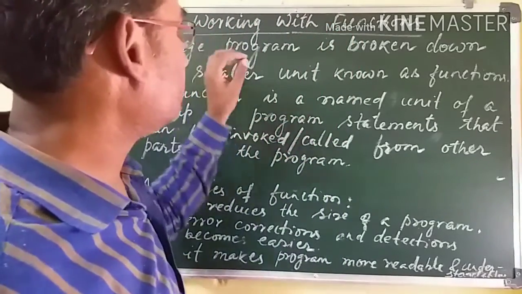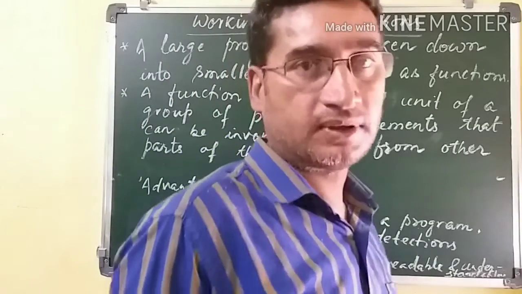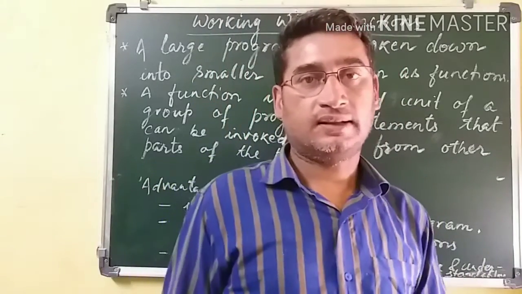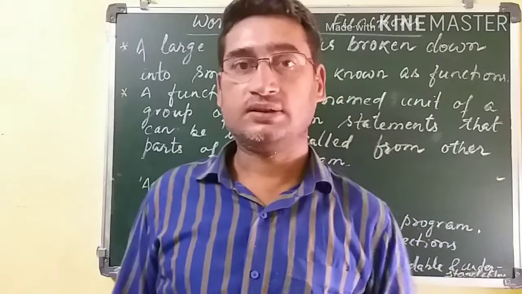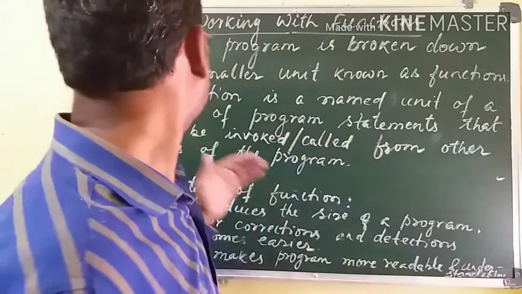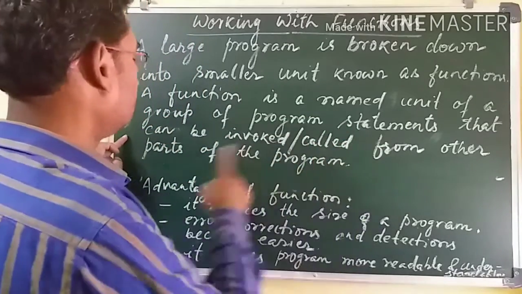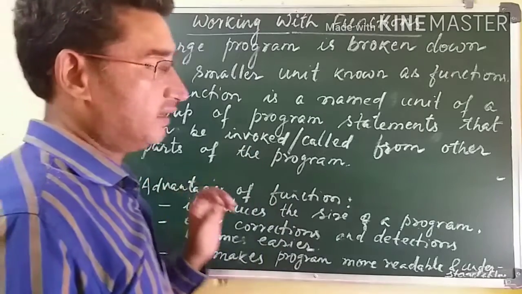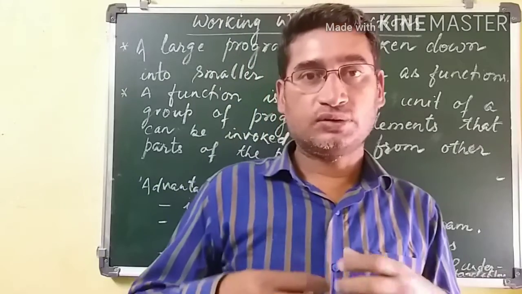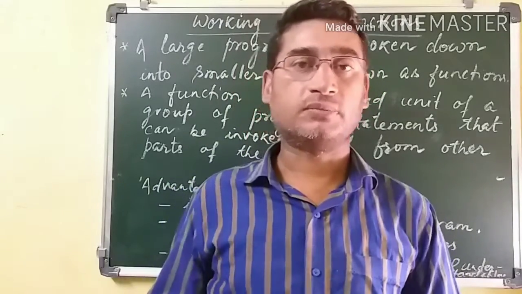A large program is broken down into smaller units known as functions. If you have a large program and you want to break it into smaller units, then each smaller unit in that program is known as a function. A function is basically a named unit of a group of program statements that can be invoked, or called, from other parts of the program. That group of statements is known as a function, and it can be called or invoked from other parts of the program.